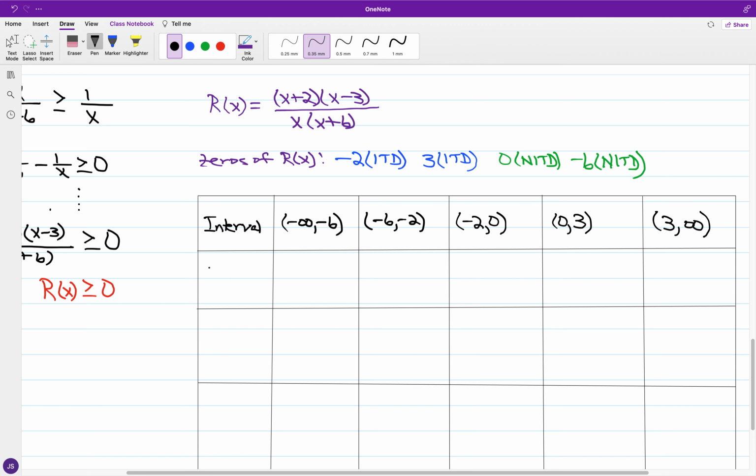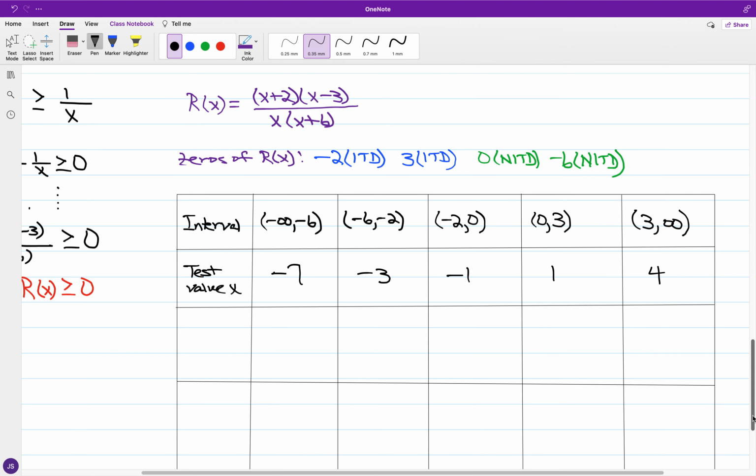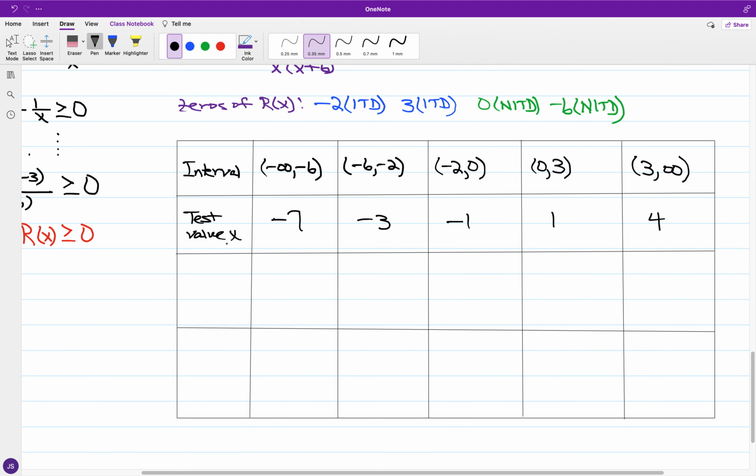And for the test value x that we can apply for each of the respective intervals: in the first, let's say -7. For the next, I'll just go with -3. Between -2 and 0, if I go with integers, I'm limited to -1. For the next, I can choose either 1 or 2, I'll just go with 1 in this case. And anything greater than 3, I'll just go with the number 4. And now we have r of x.